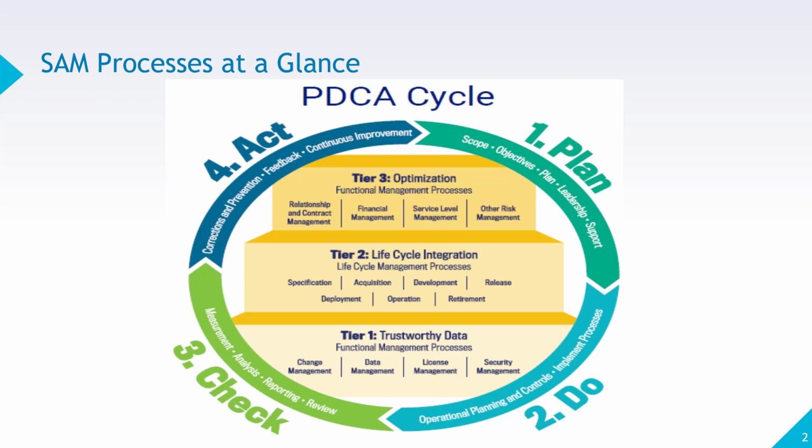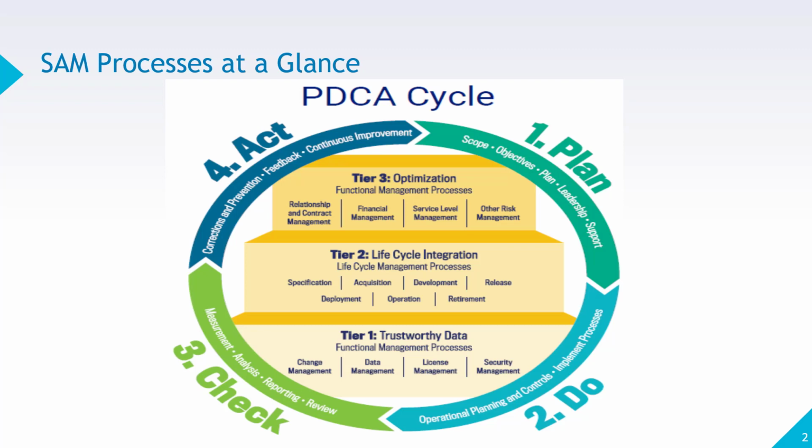Tier 3 is concerned with optimization. The first process is relationship and contract management. Relationship management typically addresses mutual expectations and how communication between parties should be handled. Contract management includes the activities which govern the life cycle of the underlying contract, including those addressed in the acquisition process that was covered in Tier 2.